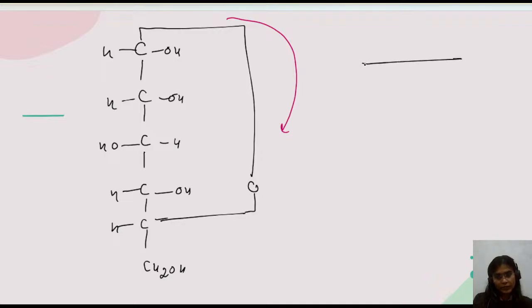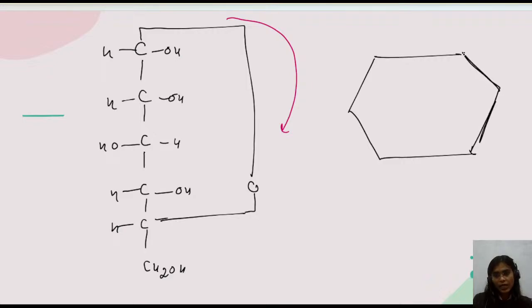First, draw the six-membered ring. The structure is very important, so try to draw with me. I'm repeating one more time: draw a six-membered ring and put the oxygen here. According to the concept, the oxygen is connected with which carbon? This is my first carbon, second carbon, third, fourth, fifth carbon. You'll ask, where's the sixth carbon? Wait.